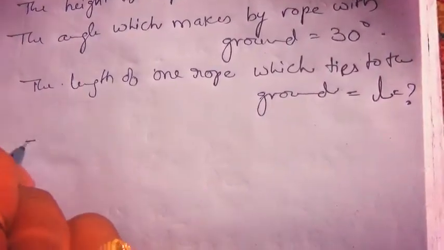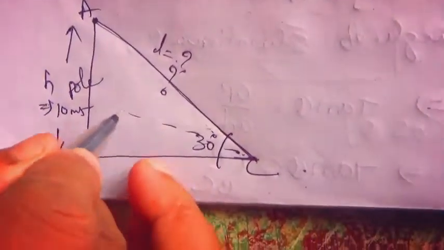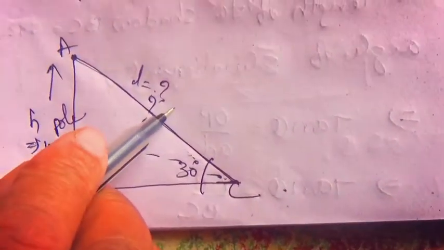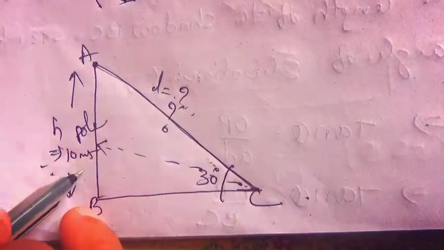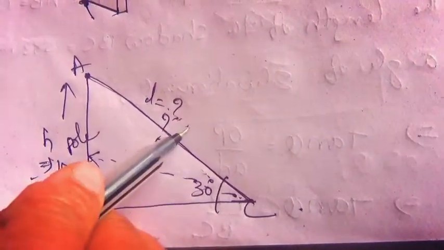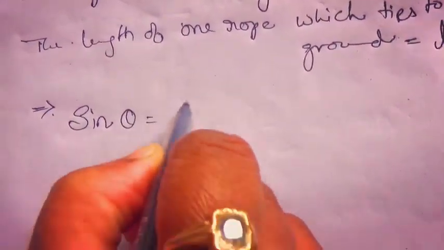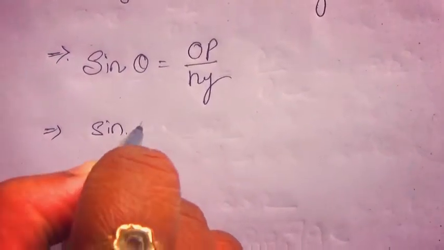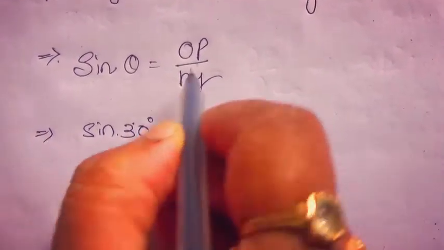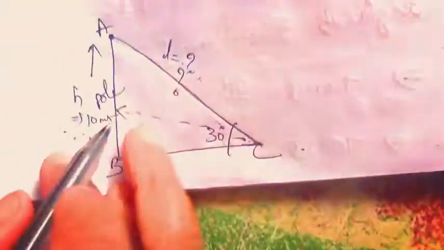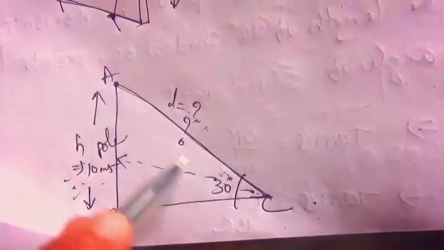So look at here. Towards 30 degrees it is opposite side and hypotenuse. Which trigonometric ratio we have to take for the opposite side and hypotenuse? So sine theta is equal to opposite by hypotenuse. That implies sine theta, that is 30 degrees, is equal to opposite side. What is opposite side? AB by AC. That is AC is hypotenuse.